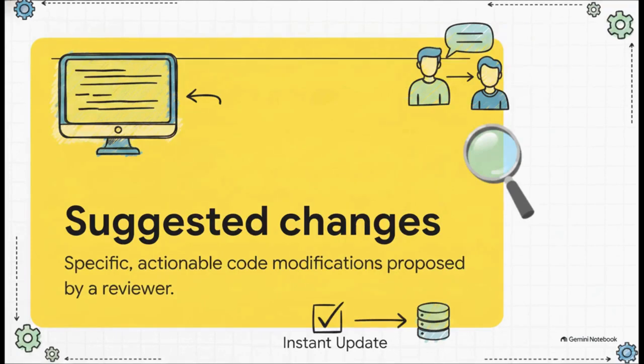But sometimes a comment just isn't enough. Sometimes the reviewer knows exactly what the fix should be. Maybe it's a simple typo or a much better method name. That is where suggested changes come in. These are specific, actionable code modifications proposed by a reviewer that the author can instantly accept.